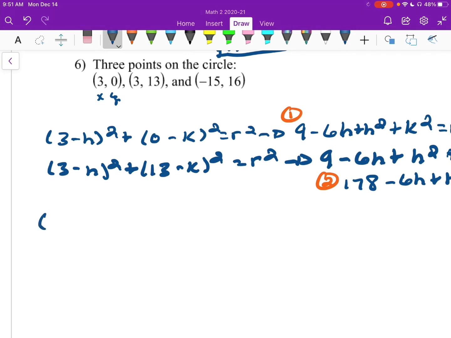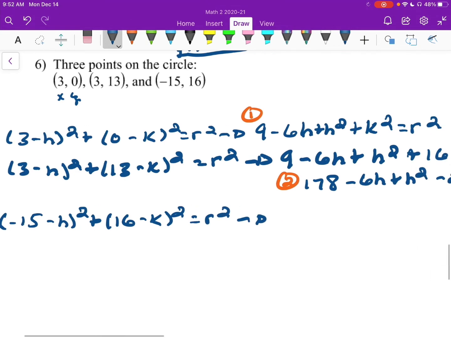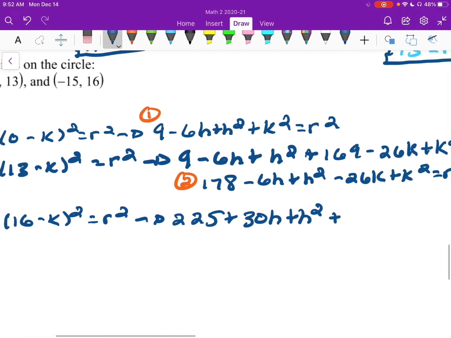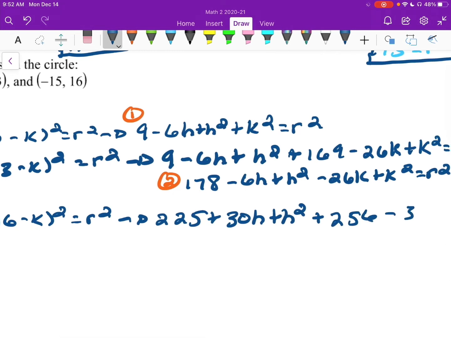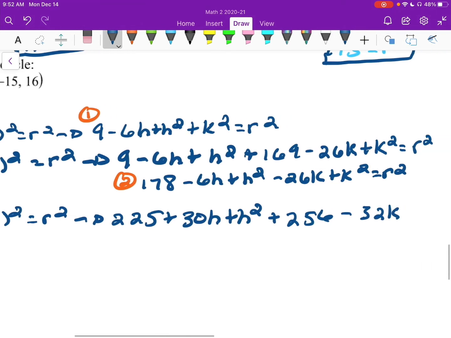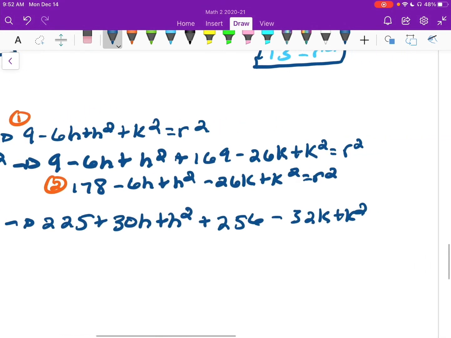So I'm going to have, well, negative 15 minus h squared plus 16 minus k squared equals r squared. Whenever I start distributing this, I start off with 15 squared is going to be 225 plus 30h plus h squared plus 16 squared, which is going to be 256, minus 30, is it 32? Yeah, 32k plus k squared equals r squared.